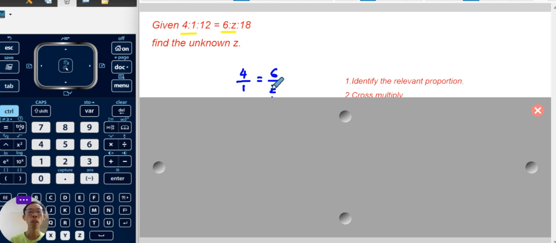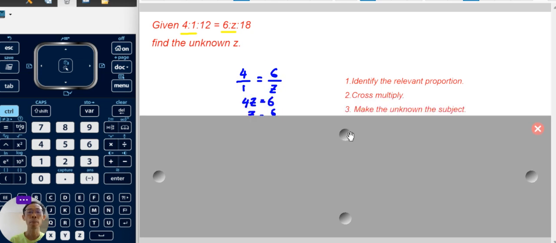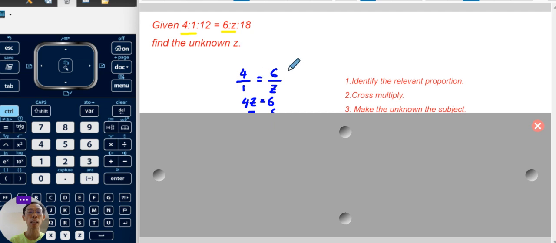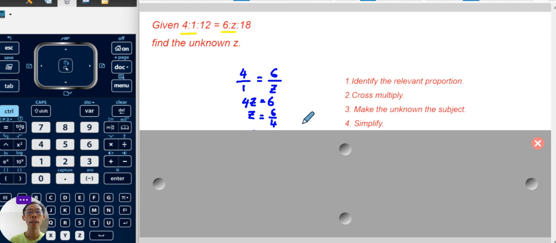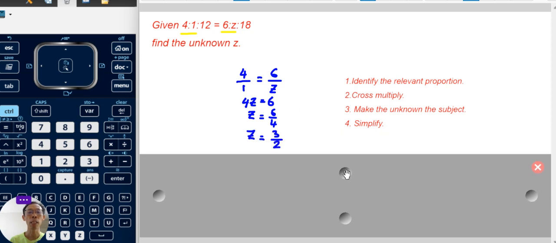z is at the bottom, so I need to cross multiply this. So I get 4z equal to 6 times 1, so it's 6. So now make the unknown z the subject, so divide both sides by 4. So 6 divided by 4, and now I simplify. z is equal to 3/2 or 1.5. All right, as simple as that, isn't it?